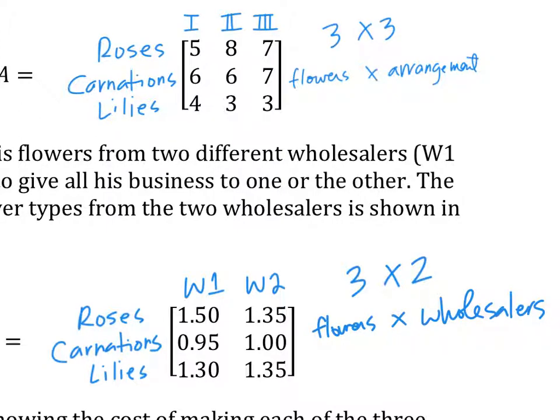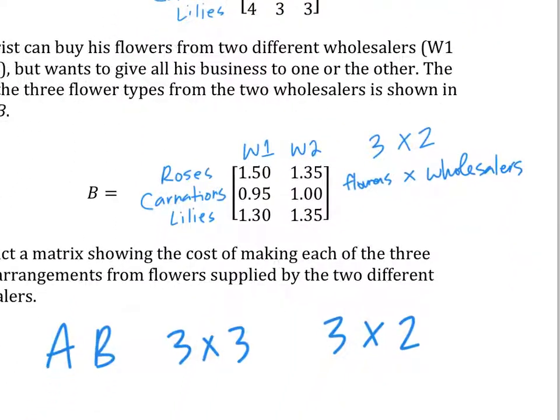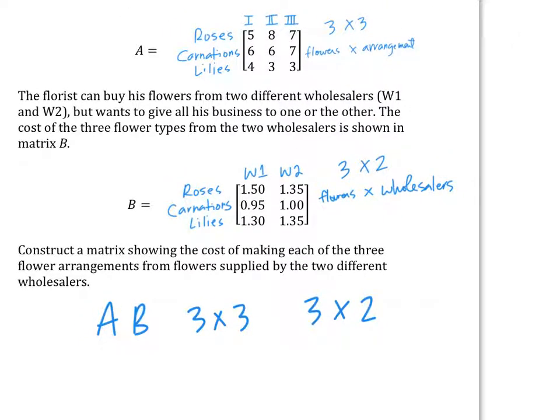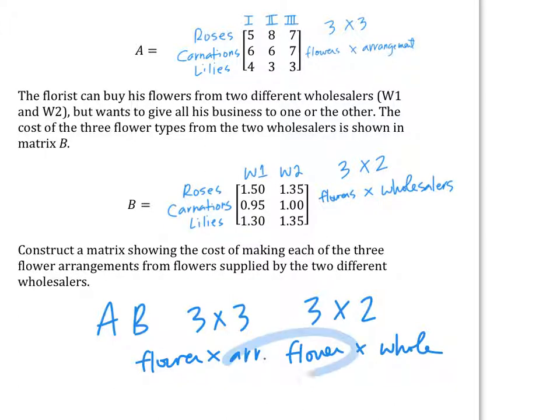Okay, now let's look at multiplying them. So 3 by 3 times 3 by 2 looks nice. We can do it. However, let's look at the category. So this is flowers times arrangement. This is flowers times wholesale. So you can see that the 2 in the middle are actually not the same kind. So you cannot multiply them together. What can you do to make them multiply? Do the T thing.